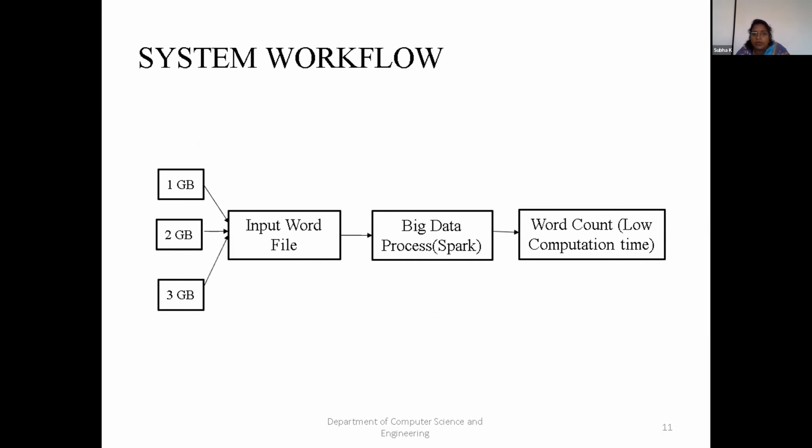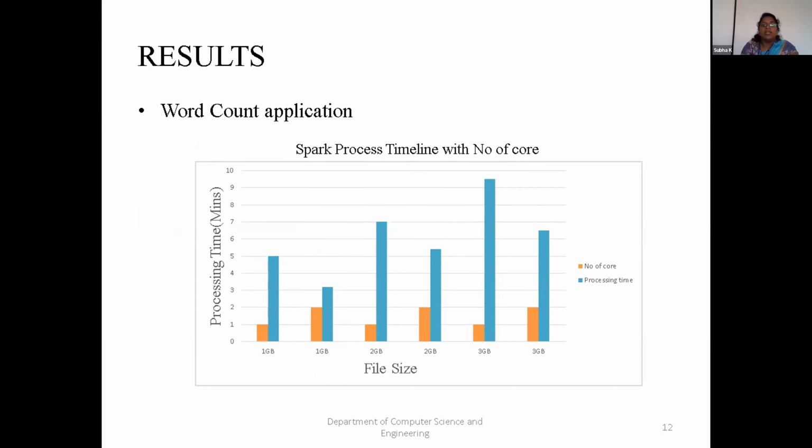This is my workflow. To test the performance of Spark, I'm taking a word file as an input, and I tested the word count with low computation time. Here I have installed Spark version 3 with 2 cores. When I increase the number of cores, as a result the processing time, the execution time, is reduced.